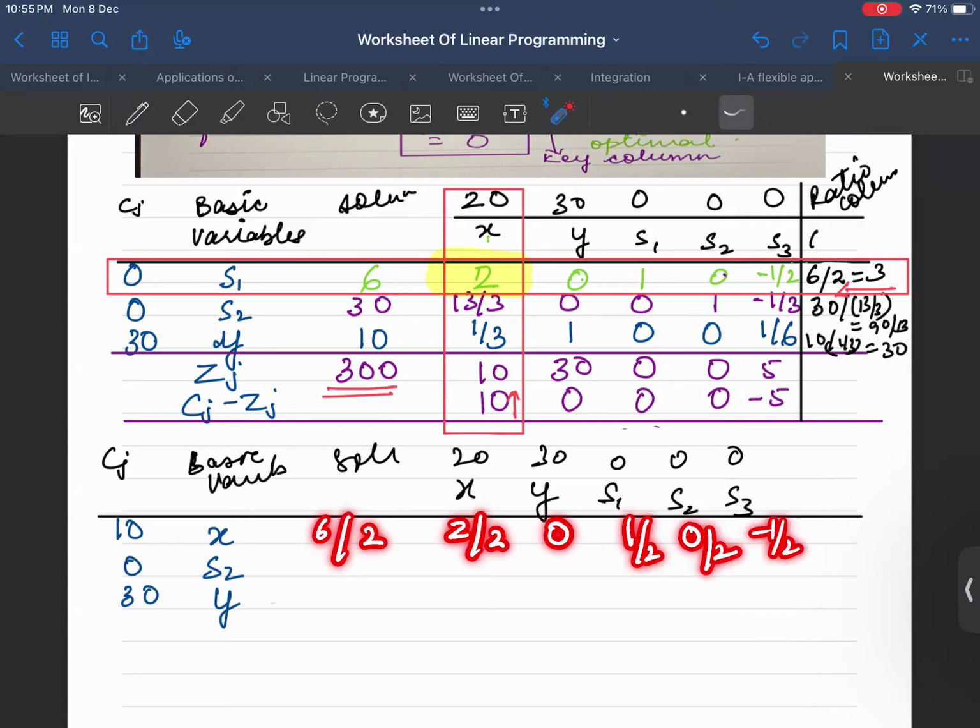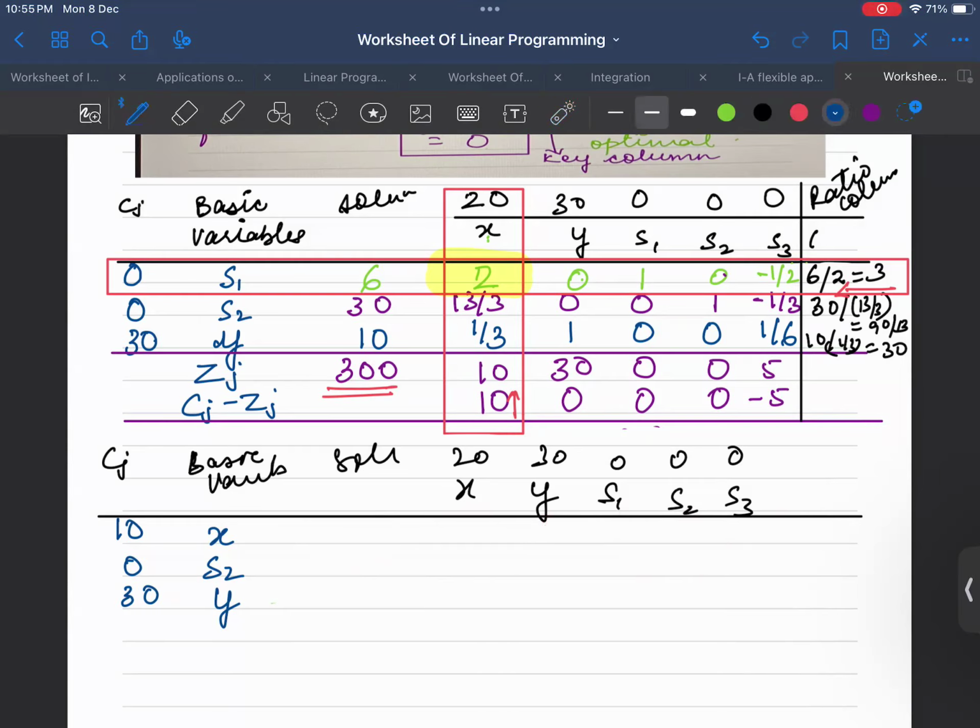half divided by 2. Right? So by that you will get all the values. Like 6 divided by 2 would be 3. 2 divided by 2 would be 1. It would be 0 divided by 2, 0. 1 divided by 2 would be half. 0 divided by 2 would be 0. And half divided by 2 would be minus 1 by 4. Right? So in the same way we got the जो टेबल हमारी की रो है, वी गॉट द न्यू की रो.